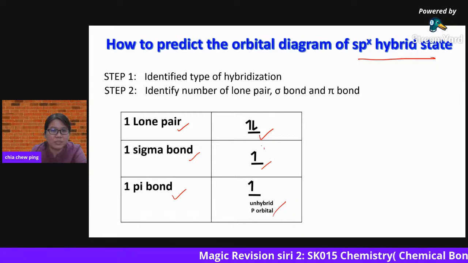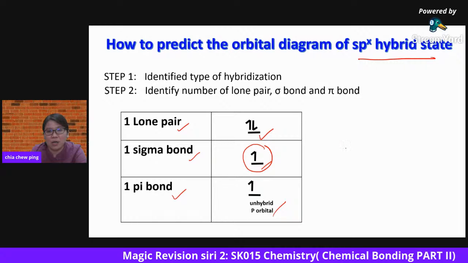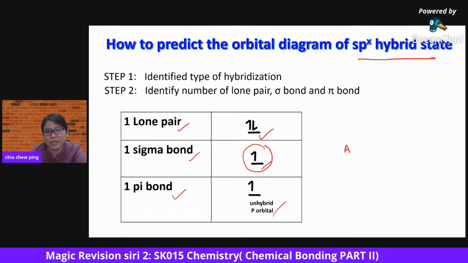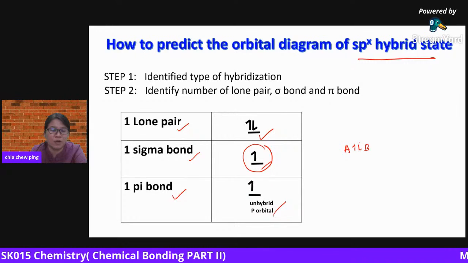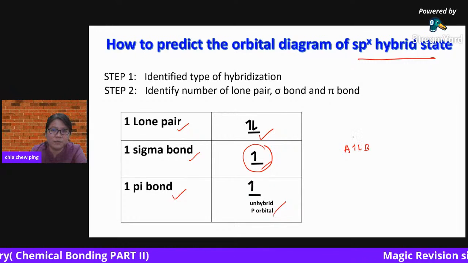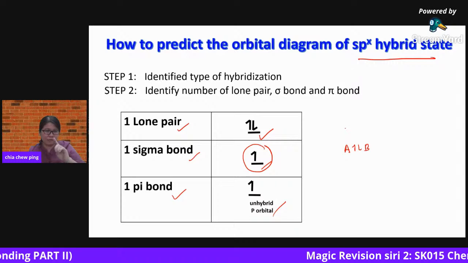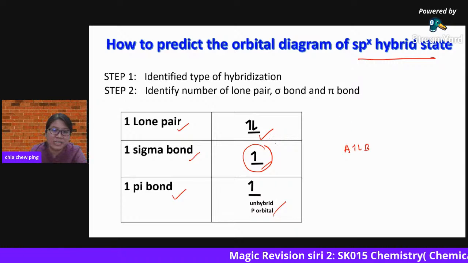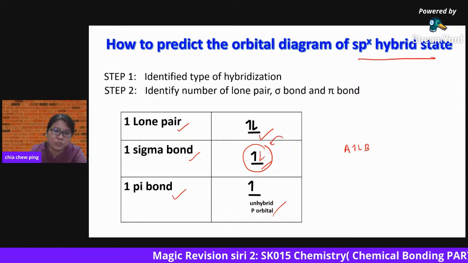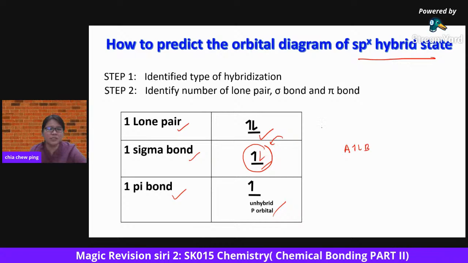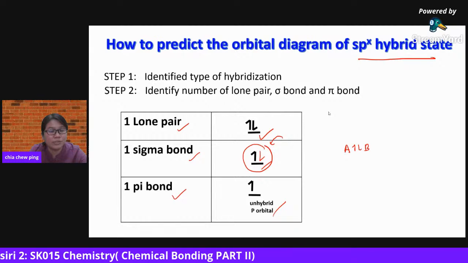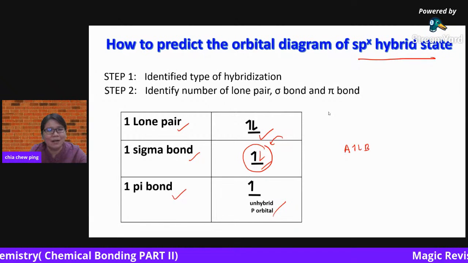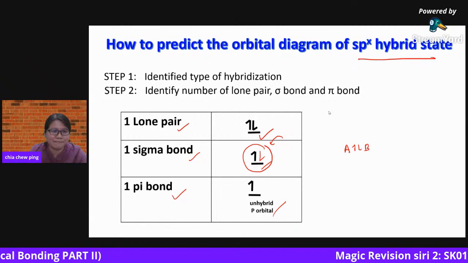So why is a sigma bond unpaired? Because A provides one electron and B provides another electron to form the sharing. That's why, to form a sigma bond, you must prepare one unpaired electron so that another electron can come to share a bond. Pi bond is also the same. Okay, so these are the tips. Later I will show you how to use the tips to predict the sp hybrid state.